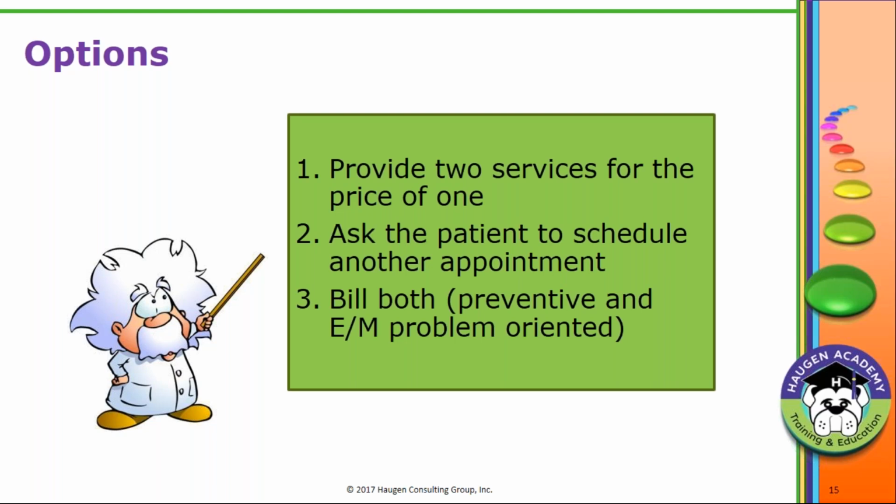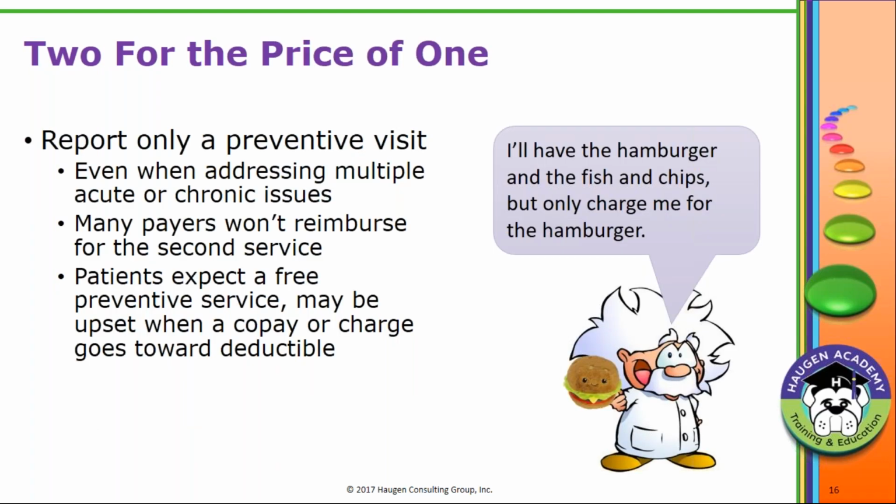If any portion of the history or exam was performed to satisfy the preventive service, that same portion of work should not be used to calculate the additional level of problem-oriented E&M service. Only the work that was performed above and beyond what would have been performed during the preventive service should be used to calculate that additional E&M level of service. So that's really where it gets tricky. Let's go into each of these options.